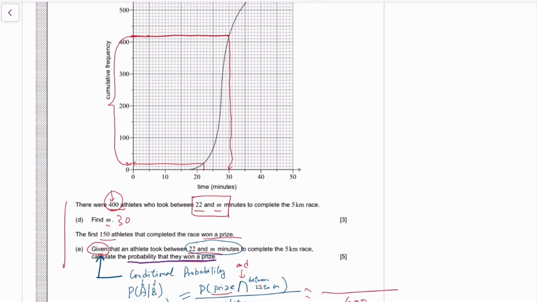Now hint: you're going to need to read the cumulative frequency polygon. If you want to give this problem a try, like say you're aiming for 7, you really should. Then pause the video now. Answer coming in 3, 2, 1.